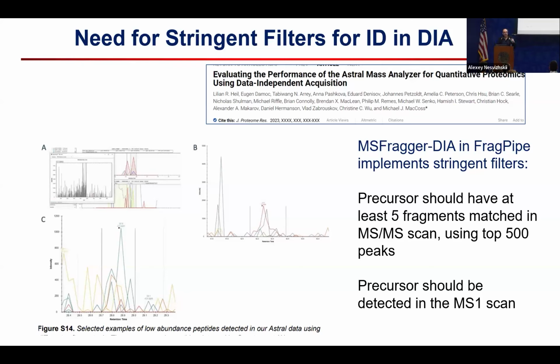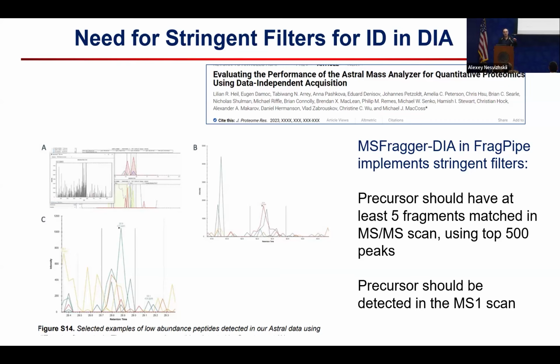So in our case, we prevent this from happening, or try to minimize this type of misidentification, by requiring that you identify a peptide by at least 4 or 5 fragments in the same MS2 scan, right? So we basically require that. And we also require by default that we detect MS1 signal.